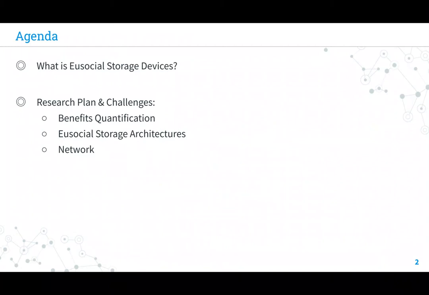In this presentation, I would like to start with the introduction of uses of storage devices, the background and motivation of it, and especially how different motivators eventually lead us to this idea. Followed by that, I will discuss my research plan for this project, including the benefits quantification, uses of storage architectures in the network. And I will also discuss some of the challenges that we may have along with these items.